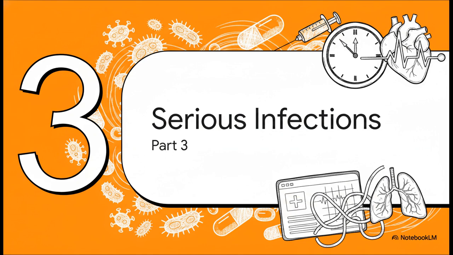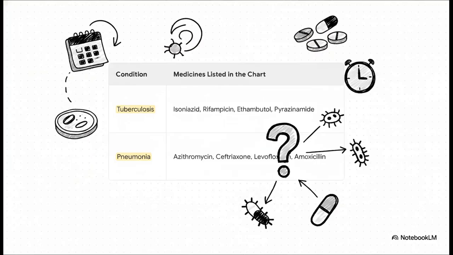This is where getting the right medicine at exactly the right time is absolutely crucial. Okay, for tuberculosis, the chart actually shows the right cocktail of drugs, but it misses the most important part. You have to take them for months, under strict medical supervision. And for pneumonia, it lists a bunch of antibiotics.